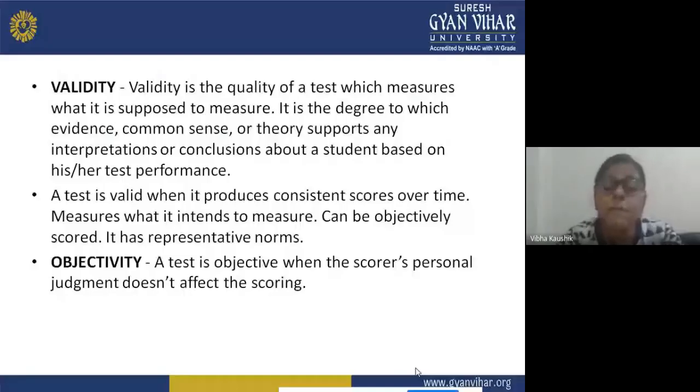It produces consistent scores over time, and it is producing consistent scores again and again. It measures what it intends to do, meaning it is measuring the same thing for which it was constructed. It can be objectively scored, meaning a test can be scored objectively or not. It has representative norms or values, that is, some norms and regulations for the administrative purpose of the test.